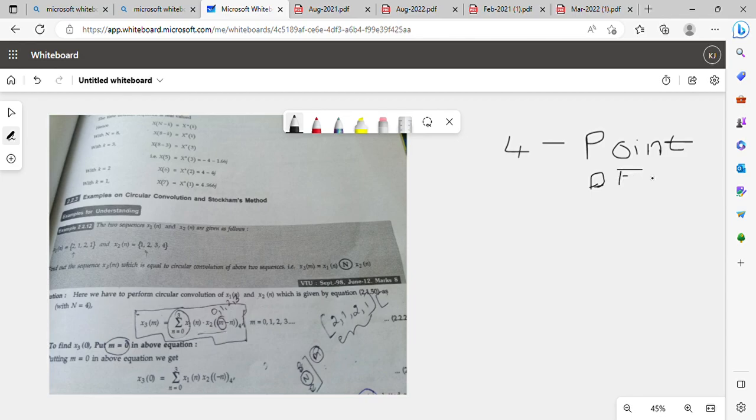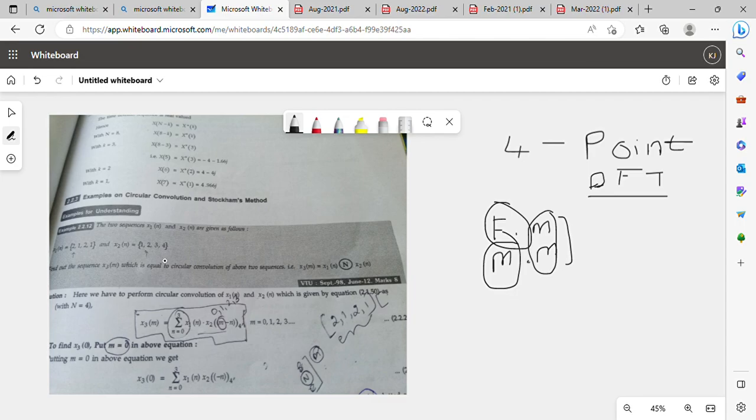We have discussed a question from 4-point DFT using what? One is the formula method. I'll just write FM, that is formula method, and second, we discussed MM, that is matrix method. I'm writing in short form, I guess you understand. So F for formula, M for matrix, and the other M for method, right? And now we are discussing the 4-point DFT using circular convolution, right?